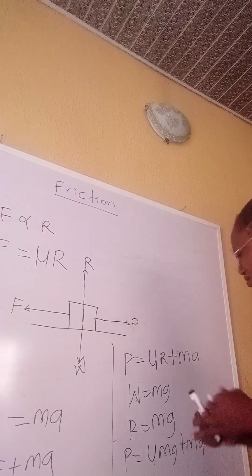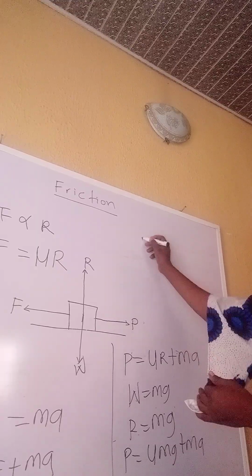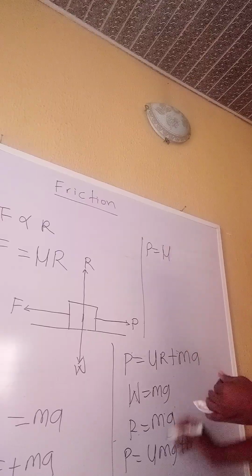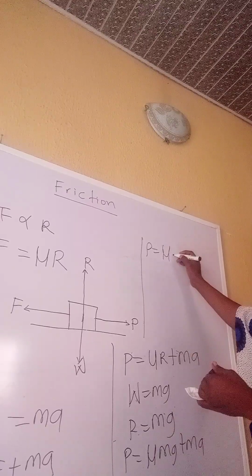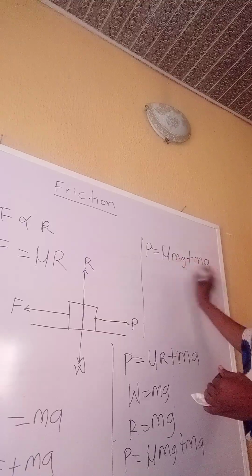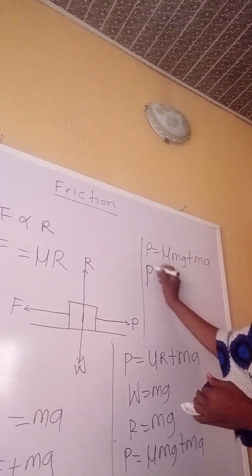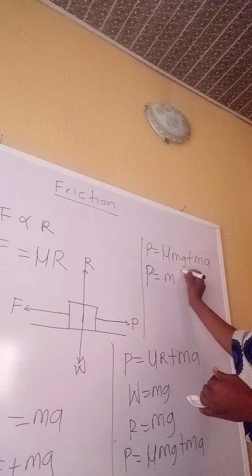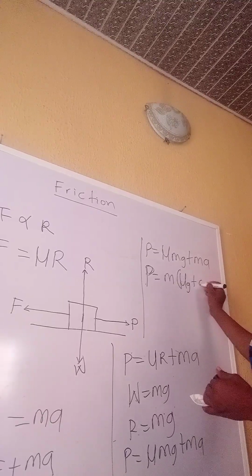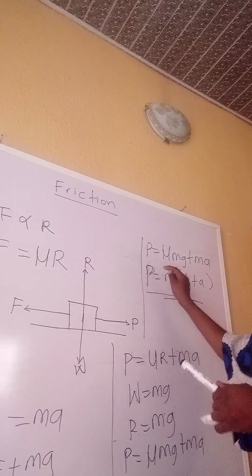So we have P is equal to, M is common. Are you seeing me? Oh, let me take it up. Sorry. We have P is equal to mu mg plus MA. Sorry, it's mu, not you. What is common? M is common. So we have P, capital letter P, is equal to M into (mu g plus a).